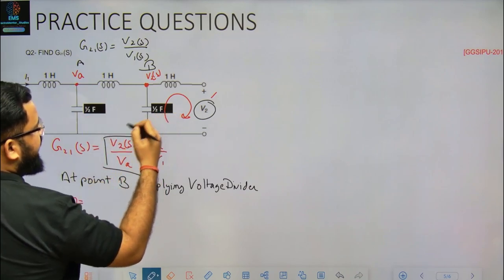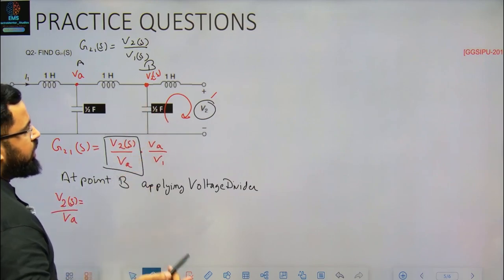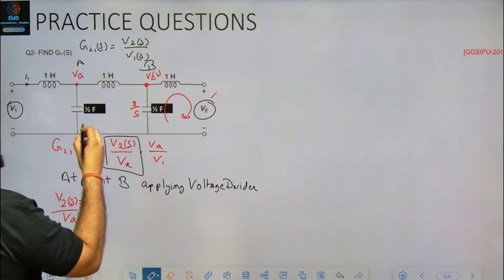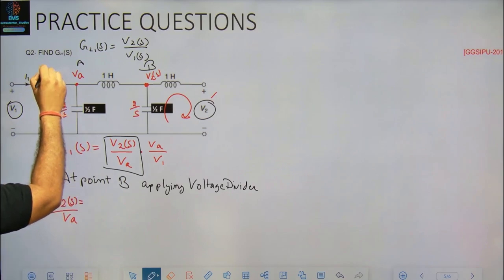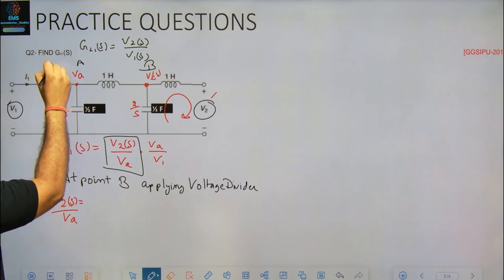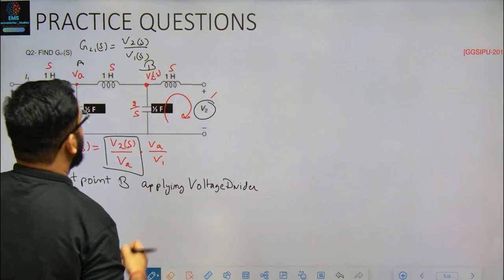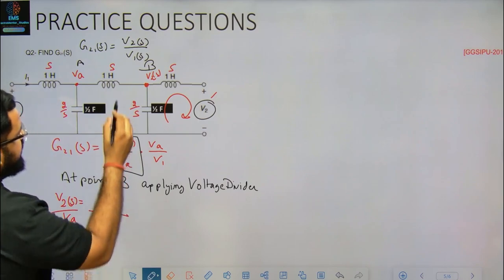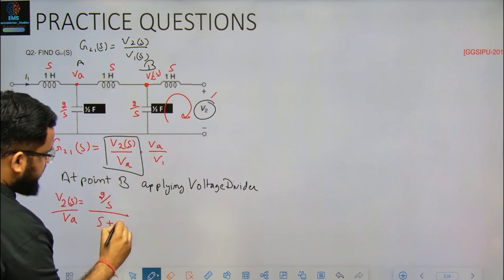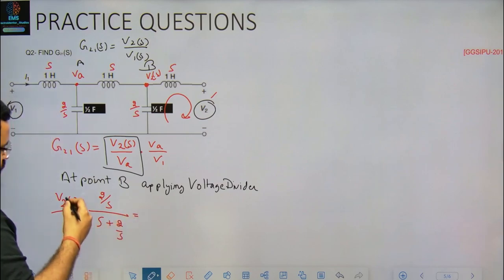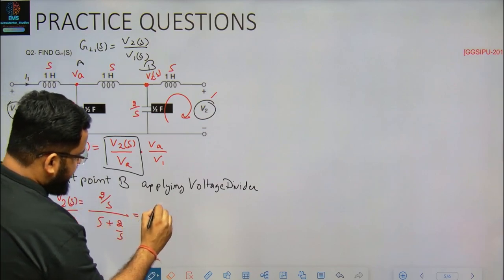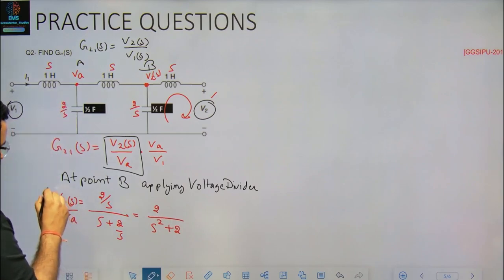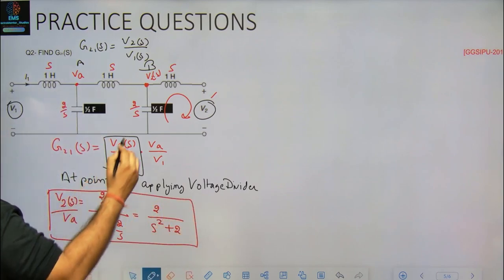If I have to apply voltage divider, I have to convert these sources into their equivalent S transform form. So this would be 2 of S. It would be impedance of this capacitor. This will be 2 of S. For my inductor, this would be S, this would be S, and this would be S. So at this point, VA into 2 by S divided by the sum of impedances, that is S plus 2 by S. So V2A by this will give me 2 by S square plus 2. So this becomes my first part of this equation.